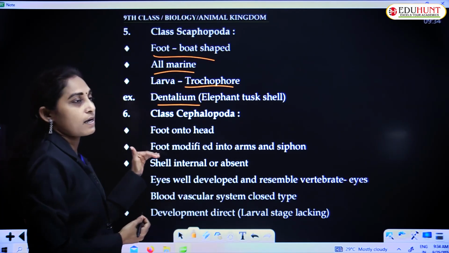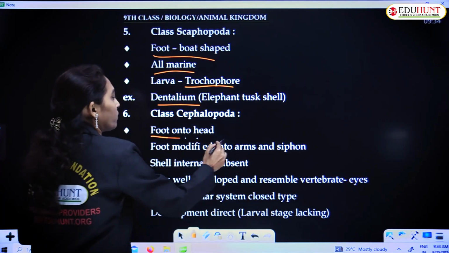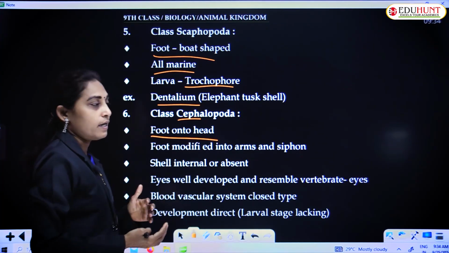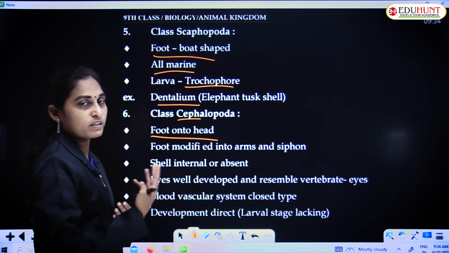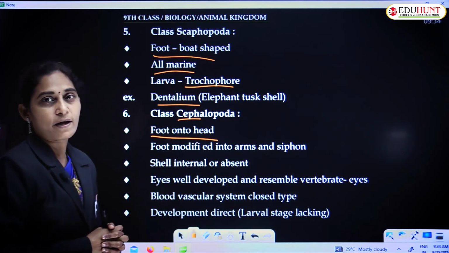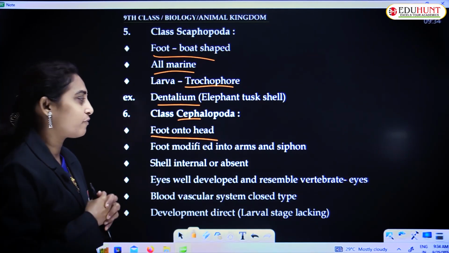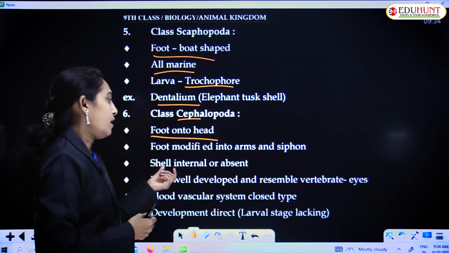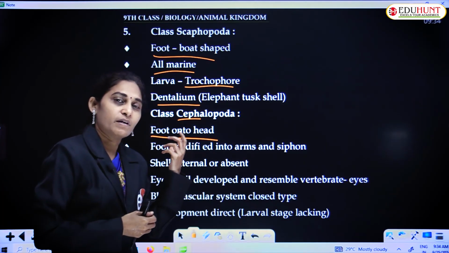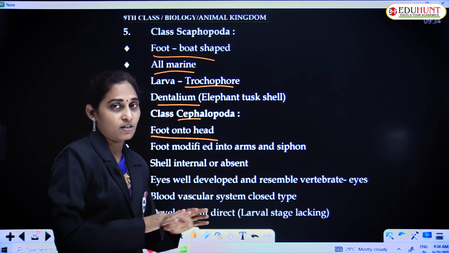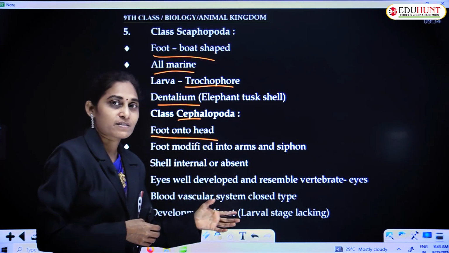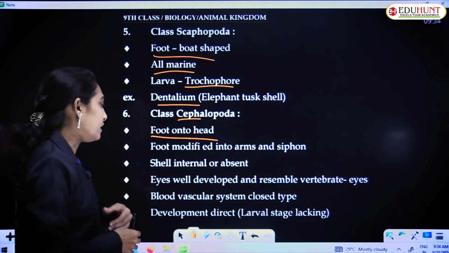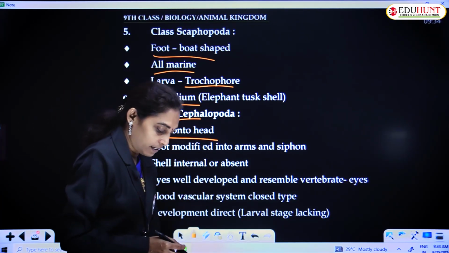And the sixth class is Cephalopoda. Cephalo means head and poda is foot. Foot is over the head, and foot is modified into arms and siphon. Siphon is nothing but a small tube-like structure, and shell is internal. If it is present, it is internal. External shell is not there. It may be present, or if it is present, it is internal, confined to the inside, that is endoskeleton is seen.